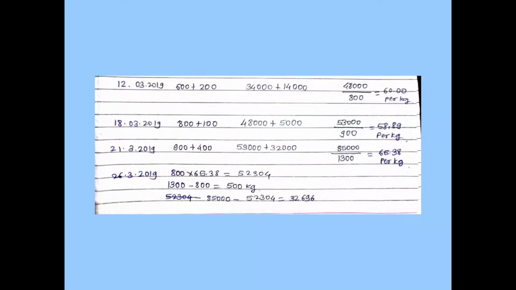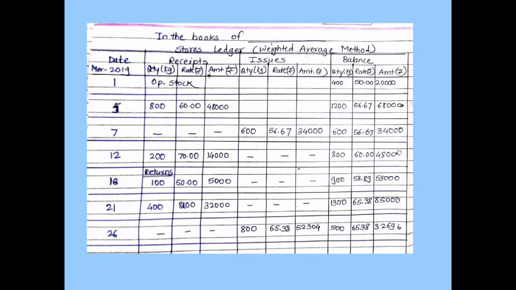So this calculation is given here. Units 900 plus 400 is equal to 1,300. 53,000 plus 32,000 makes a cost of 85,000. 85,000 divided by 1,300 is equal to 65.38 per kg. Now see the next transaction. The next transaction is of issue. So put dash into the receipts column.